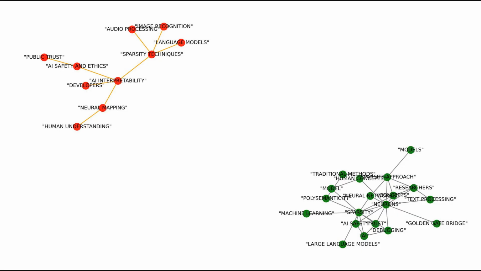This could lead to insights about cognitive processes and how AI models can be designed to better reflect human-like reasoning. So overall, the advancements in sparsity and neural mapping present numerous avenues for future research that could significantly enhance the interpretability, safety, and trustworthiness of AI systems.